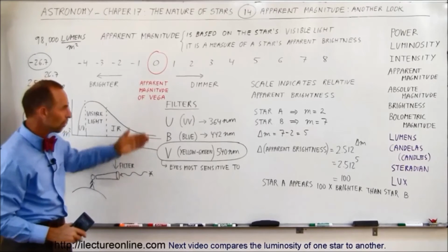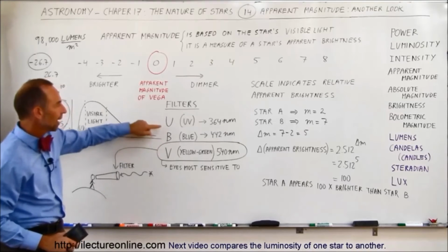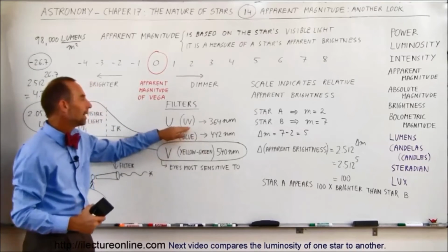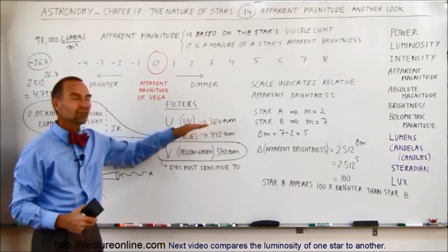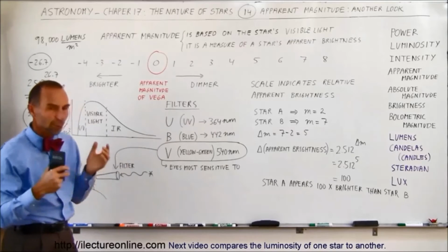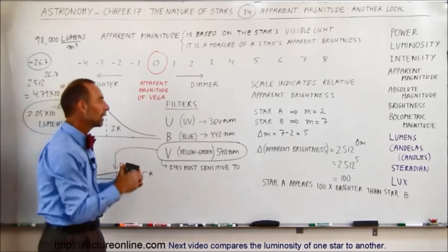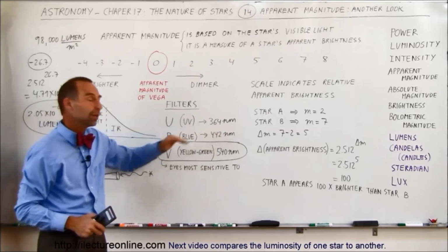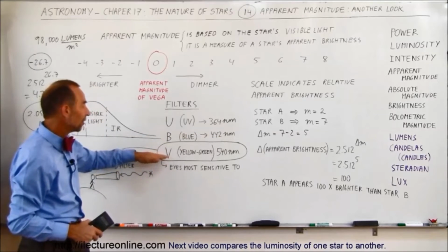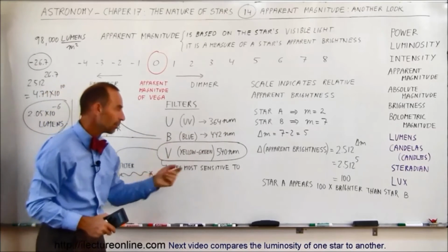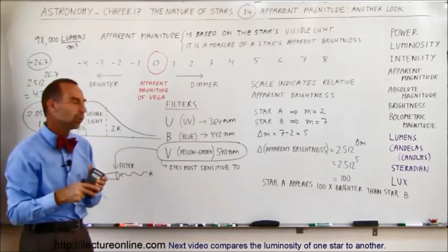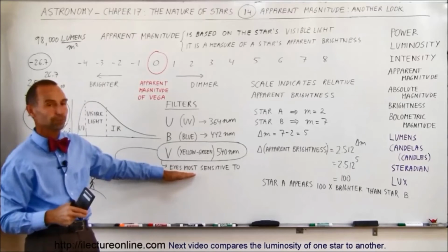There's other filters as well, but these are the three common filters. The U filter allows UV light to come through, and it predominantly allows the 364 nanometer wavelength of UV to come through readily. The blue filter will pass 442 nanometer light, and then the V filter, which allows yellow-green light to come through at about 540 nanometers, allows the same kind of light to come through where the human eye is most sensitive.